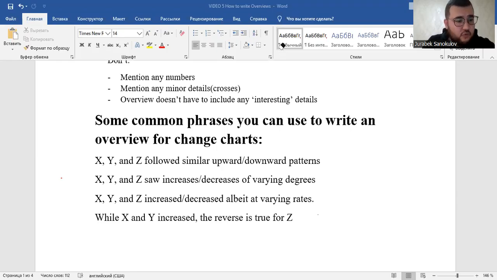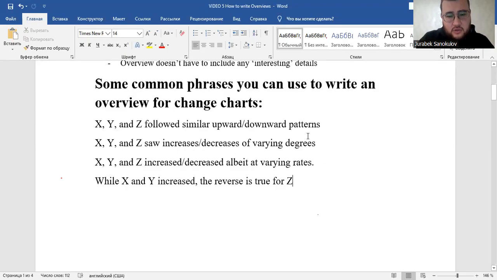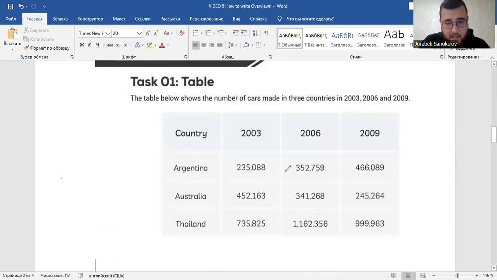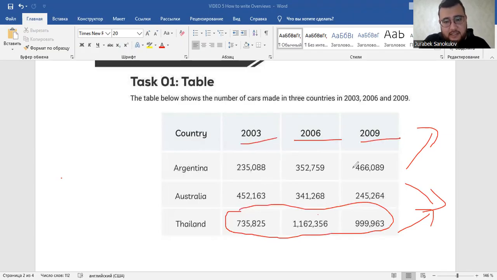Yeah. So now let's move on. Now I'm going to show you how to write overviews. I'm going to show you how to apply these things to graphs. Let's start with this one. So we analyzed this graph before. Argentina increased, that's the first thing. Australia decreased, that's the second thing. And Thailand increased, that's the third thing. And let's look for other things. So I see this: in each year, Thailand showed bigger numbers, despite the drop in the final year. That would be a key feature in my opinion.